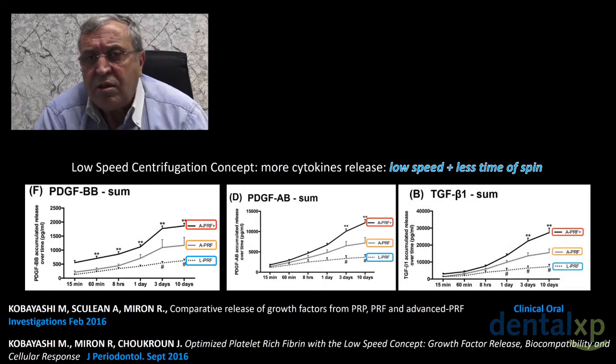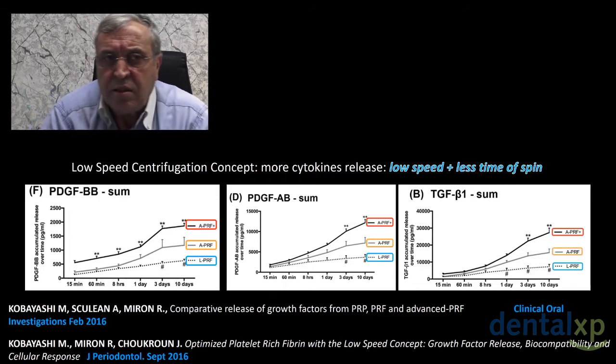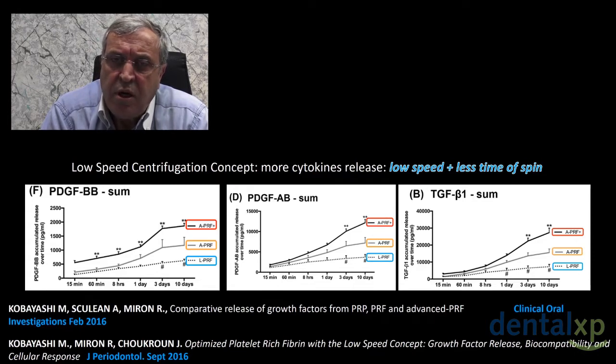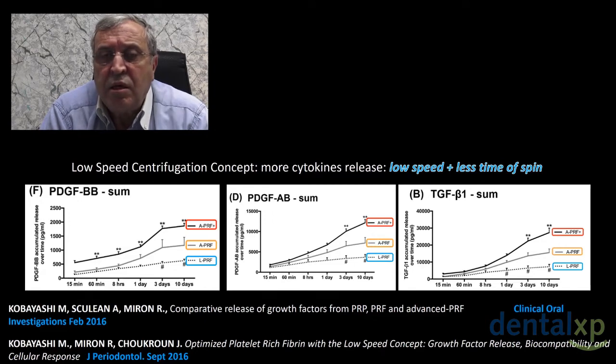But does this concept affect the release? Yes. When we compare A-PRF plus to A-PRF and L-PRF, we see that we can release much more cytokines. What is A-PRF plus? It's the achievement of the full low-speed centrifugation concept, reducing the RPM and reducing the time. Actually, we spend only 8 minutes. And as we save more cells, and especially more inflammatory cells, we can get more cytokines, and of course, we will get more vascularization.